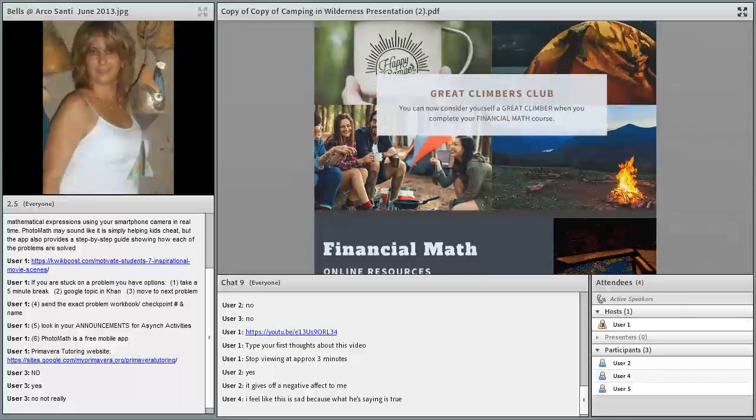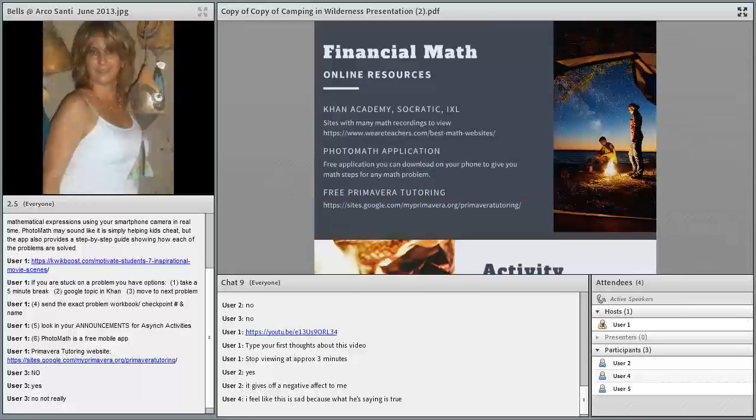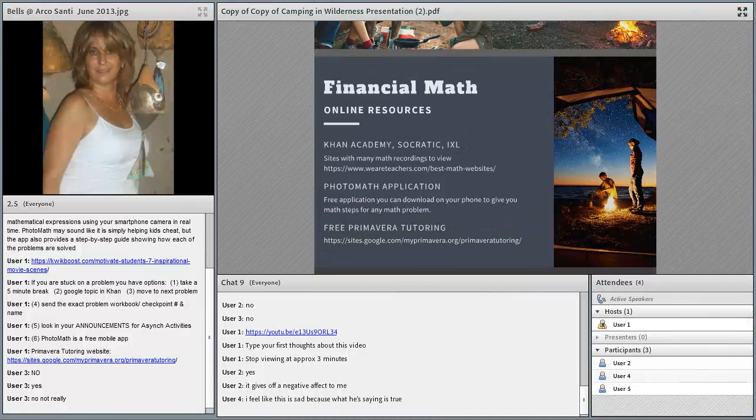And last but not least, if I can flip the screen here. These are some other resources. You also see some on the left of our chat, right? Don't forget, Khan Academy is a public resource for all online schools. I understand there's a couple of other ones called Socratic and IXL. There's a lot of recordings that you can view. You just have to Google them.